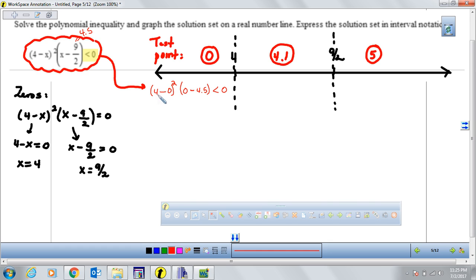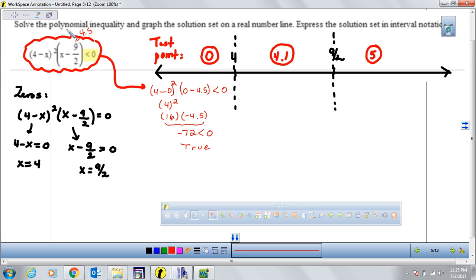Let's test it out. 4 minus 0 is going to be 4. If I square it, that's 16. 0 minus 4.5 is negative 4.5. So if I multiply times 16, 64, then an 8 is 72, negative 72. Now the question is, is that less than 0, true or false? That is true.